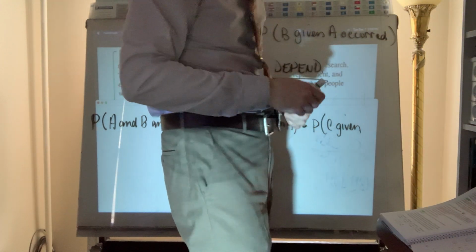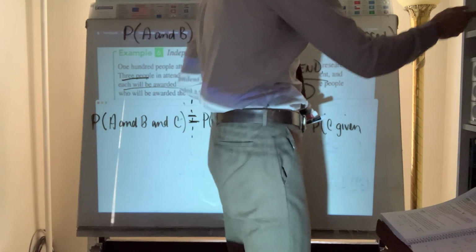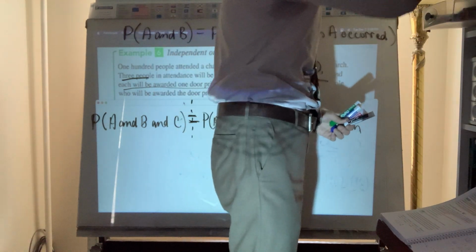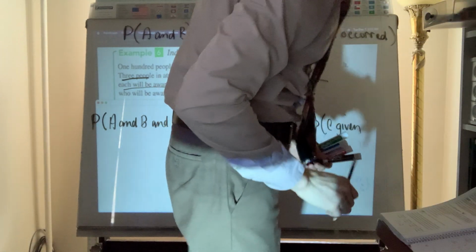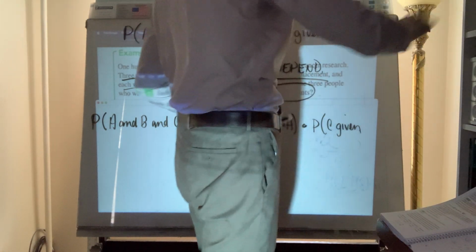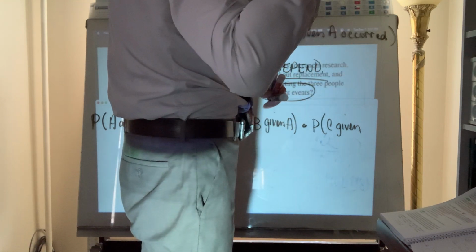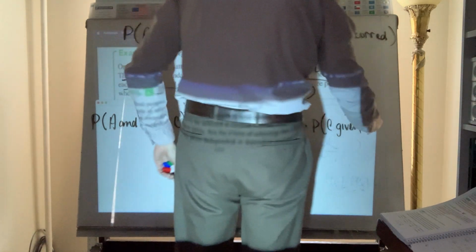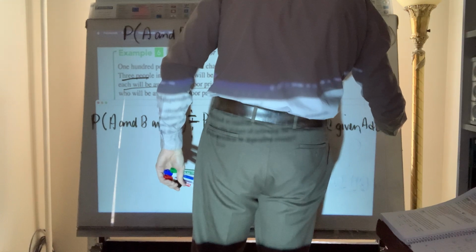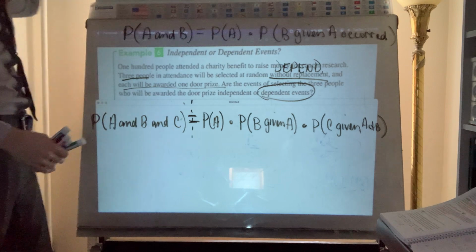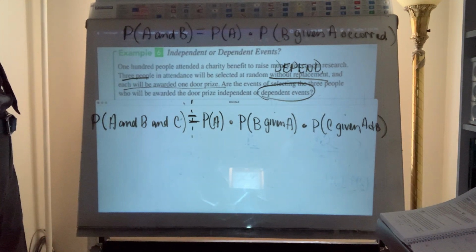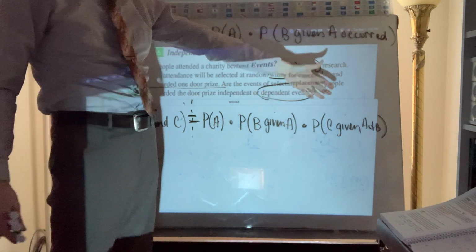And I have a pen on me. I want to make a little correction here. So the probability of C given A and B. Okay. If you're not putting people back in the pool, all right, then this is how it should unfold in theory.